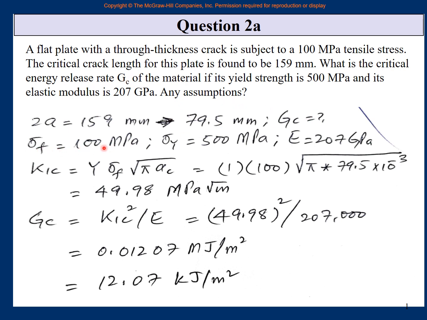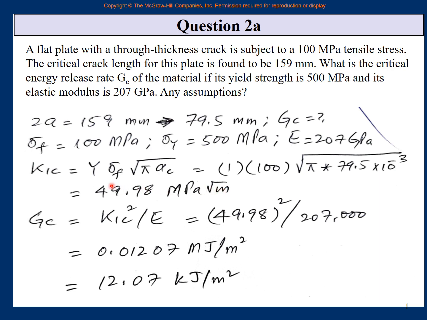The fracture stress is 100 megapascal. The yield strength is 500 megapascal. The E is 207 gigapascal. So very simple. K1C is Y sigma F root pi A C. You assume that Y is equal to 1, and you write that in the assumptions. Sigma F is 100 megapascal, pi under root, 79.5 times 10 raised to minus 3. You find that K1C is 49.98 megapascal root meter.